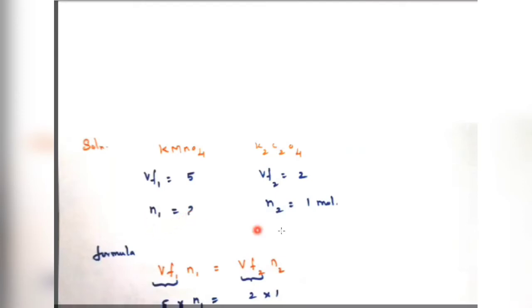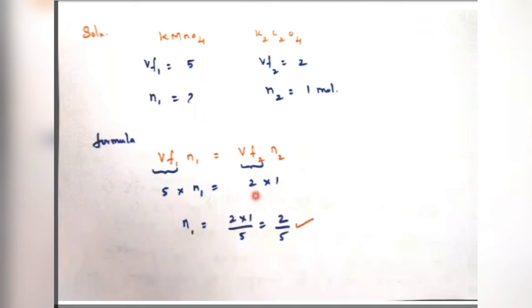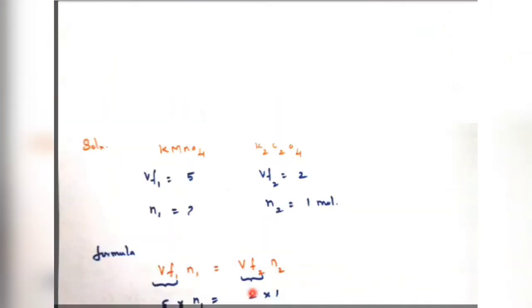So N1 is equal to question mark. For N2 they have given 1 mole. So Vf1 N1 is equal to Vf2 N2. So the valency factor of potassium permanganate, 5, into N1 is equal to the valency factor of potassium oxalate, 2, into 1. So in the cross multiplication, N1 is equal to 2 into 1 upon 5. So 2 by 5 is the correct answer.